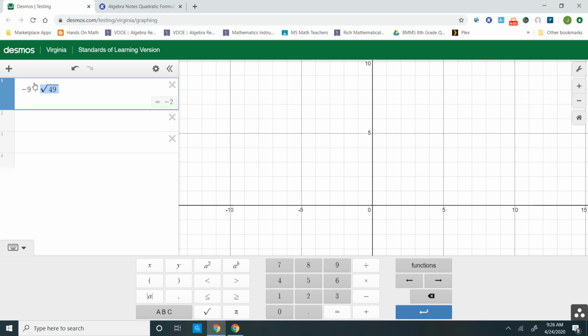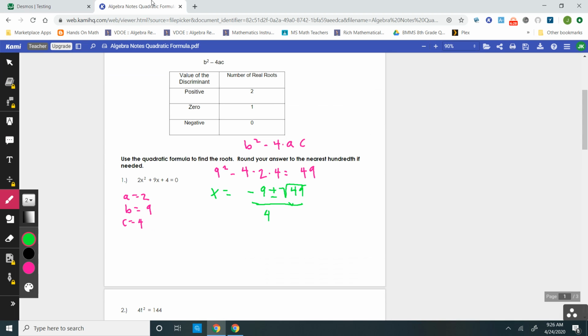So what you can do here is highlight, because if you type divided by 4, it'll just divide your last term by the 4, which is not what you want. You want to divide your whole top part by the 4. So you can highlight this here, and then you can type the division symbol. So you can divide it by 4. So your first solution here is -0.5. So you can go ahead and write that down. So one of your solutions will be -0.5.